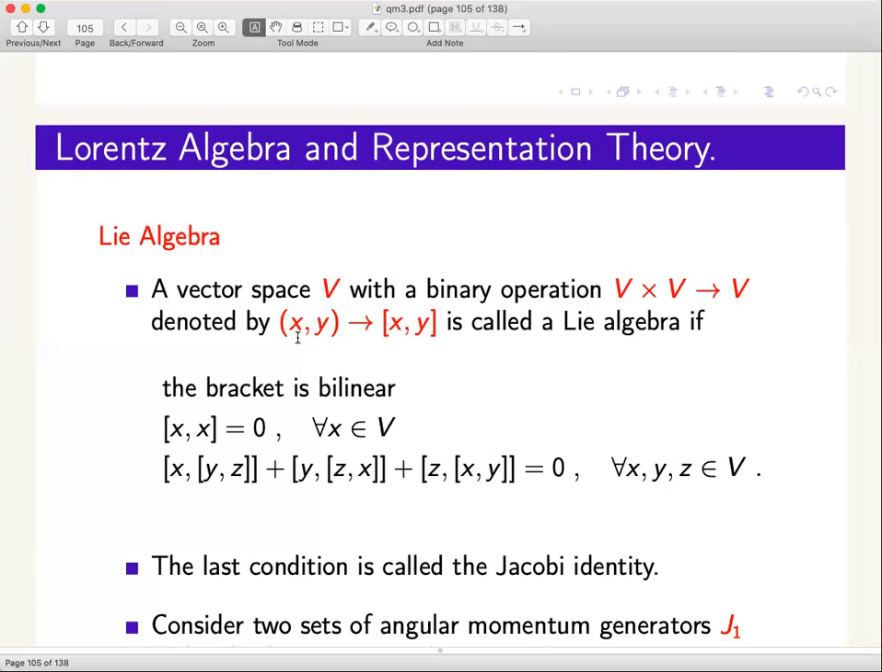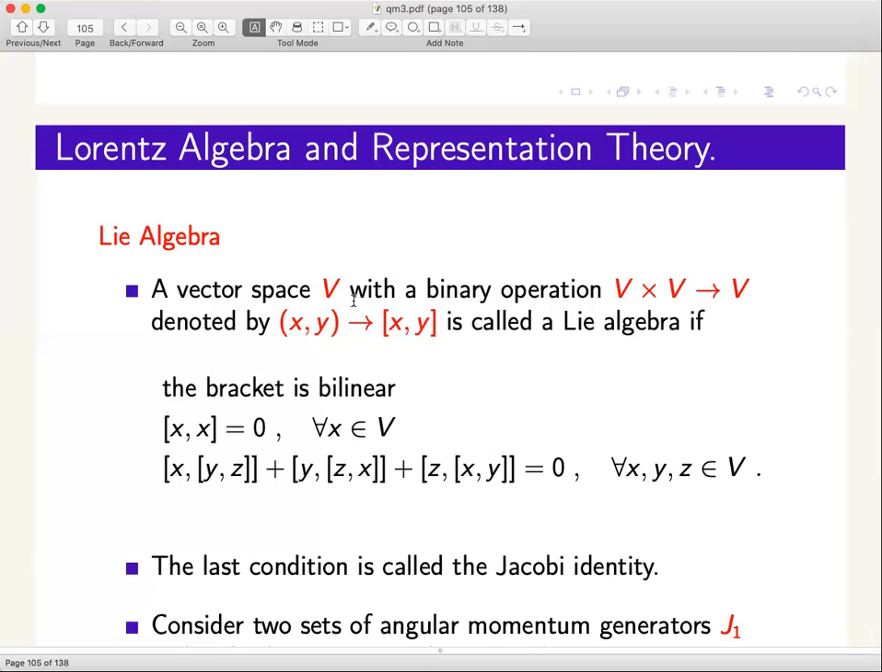The second property is that it is antisymmetric. That means if you take two elements to be identical, it just vanishes, and this is true for every element in the vector space. The third property is the following double commutator, or double Lie bracket: [x,[y,z]] plus [y,[z,x]] plus [z,[x,y]] is equal to 0. This is something we already know. It's called the Jacobi identity.